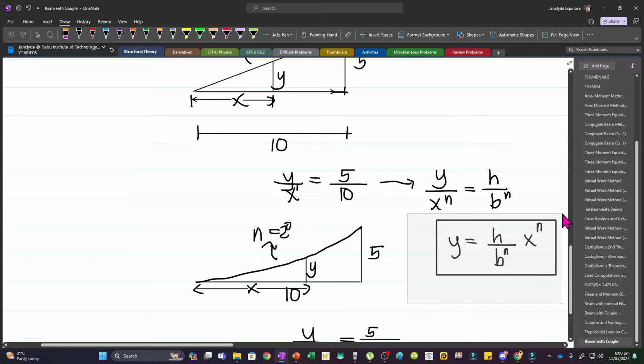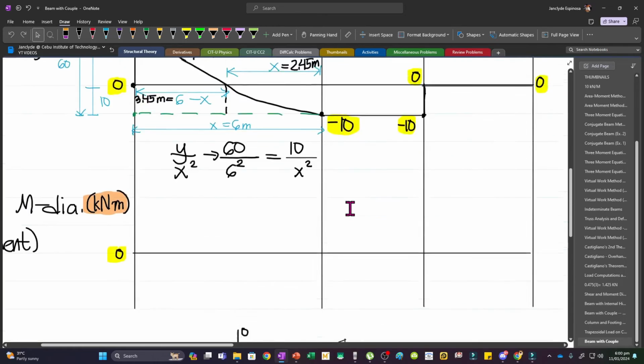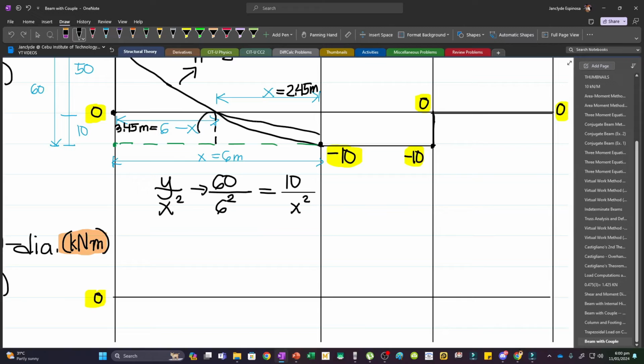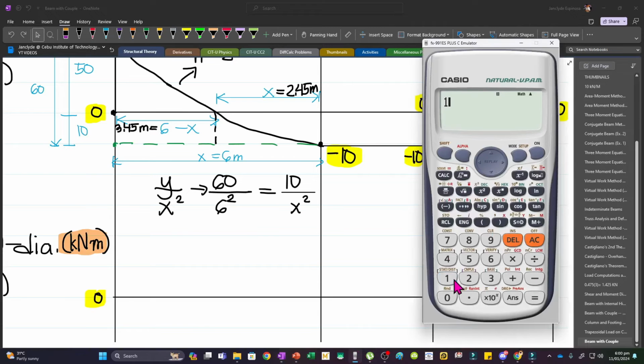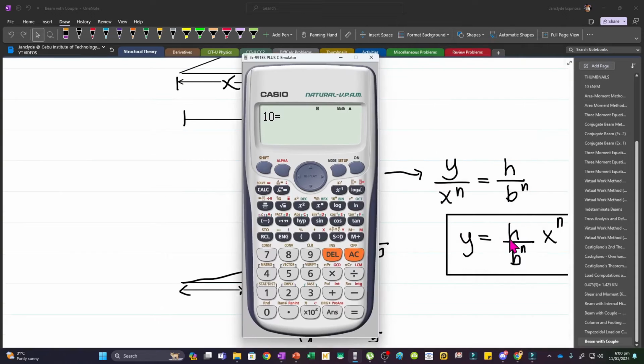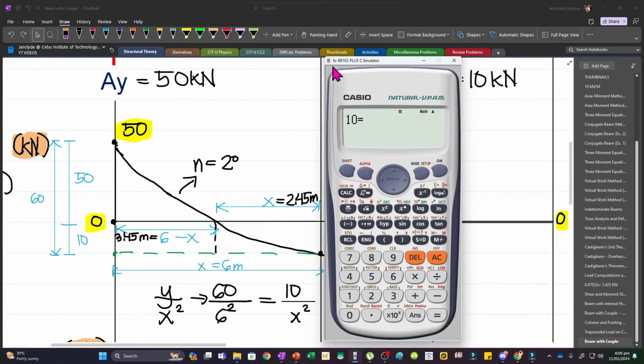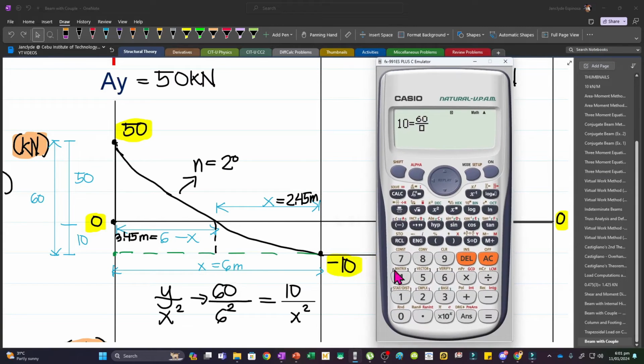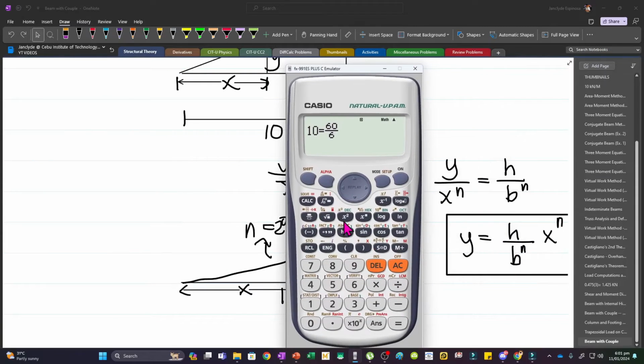Now, if you apply this formula, you can actually get x directly. For this spandrel, our y will be 10. So we have 10 here, and that is equal to h over b to the n, in which our h is 60 over the base, which is 6 meters, to the power of n, where we have 2, and then multiplied by x to the n. So x, and our n is 2, so this is squared. Solving for x, we have 2.45.